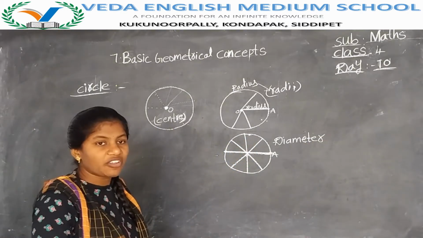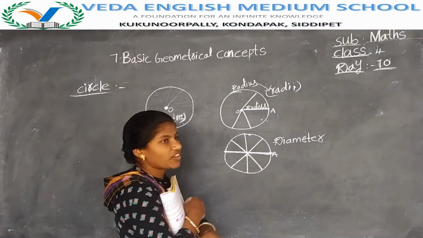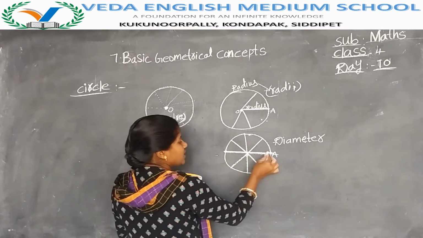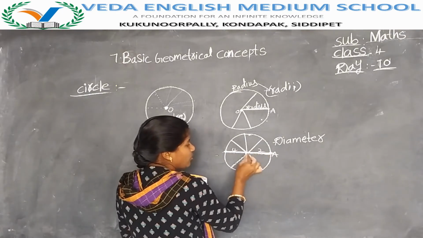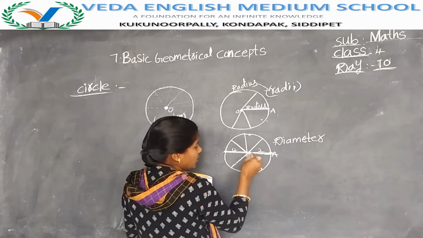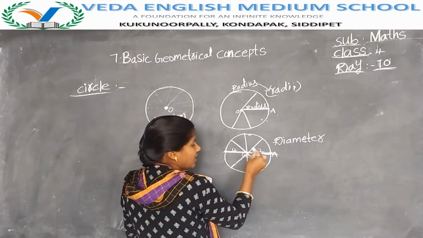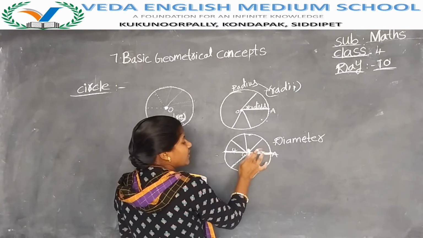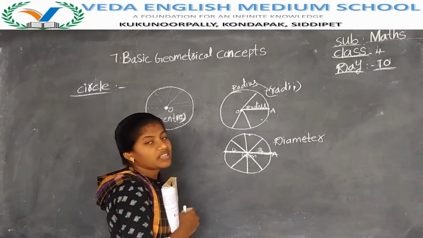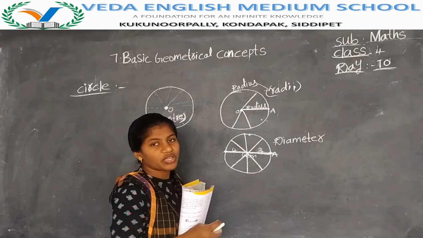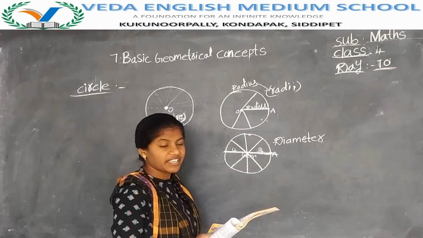Then diameter of the circle is twice its radius. For example, if the radius is 2, then what about this diameter? 4. Here from center to here, both are equal distance, no? If it is 2, it is also 2. Then total, what is the diameter? 4 centimeters, like this. Diameter is twice of the radius. Then if the radius is 3, diameter is 6. If the radius is 4, diameter is 8. That means diameter of the circle is twice its radius.